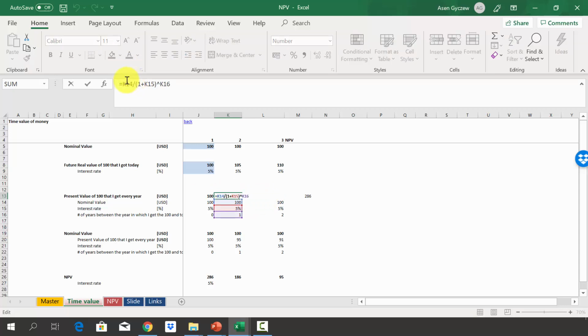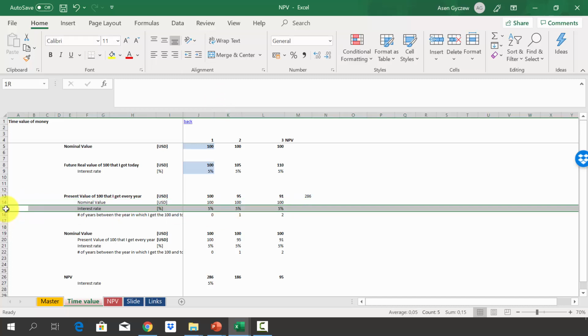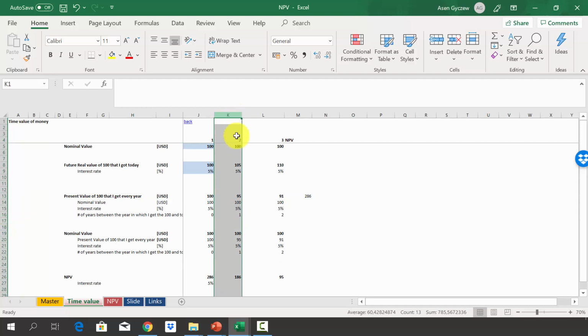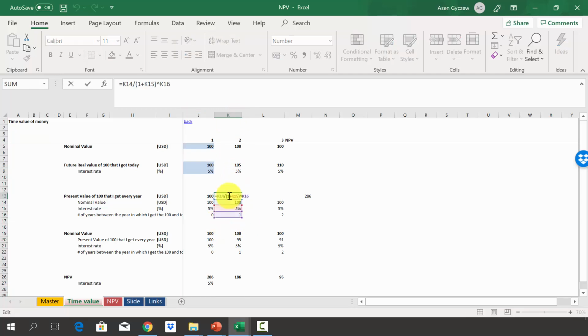So as you can see, it takes the nominal value and then divides it by 1 plus interest rate, to the power of the number of years between this year and the first year. So let's have a look at the components. The nominal value is obviously 100, and the interest rate is 5%. Then in column K, we've got the second year and the base year. In column J, number 1, we have just 1 year elapsed. That's why we have 95, being 1 plus r to the power of 1.